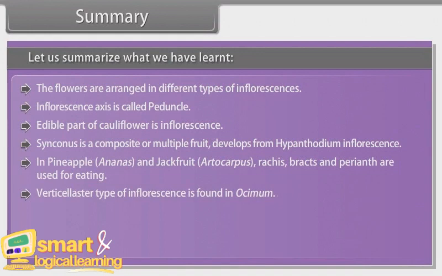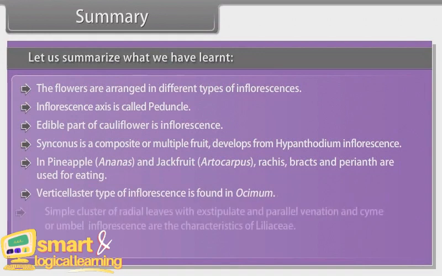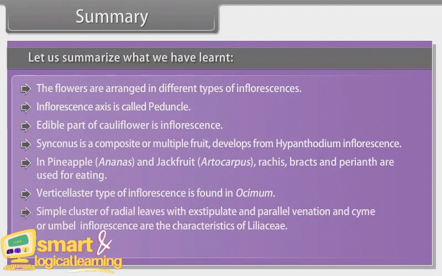Verticillaster type of inflorescence is found in Ocimum. Simple cluster of radical leaves with exstipulate and parallel venation and cyme or umbel inflorescence are the characteristics of Liliaceae. In family Gramineae, inflorescence is spikelet.